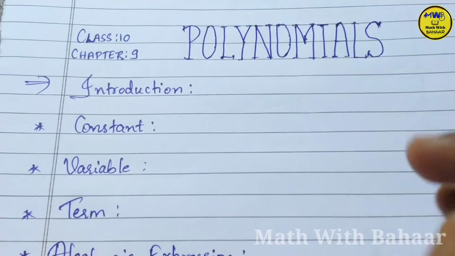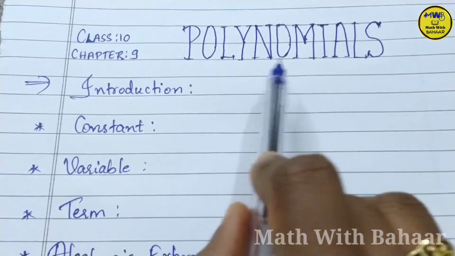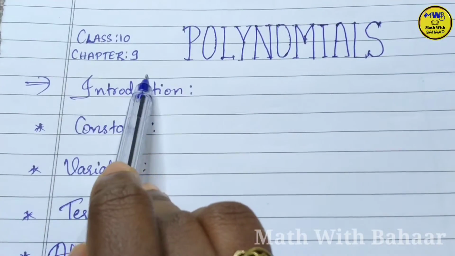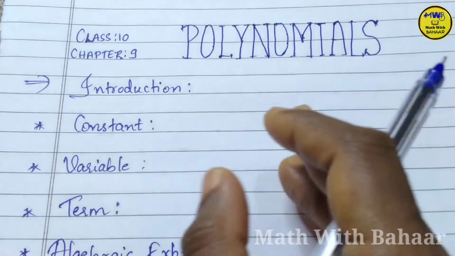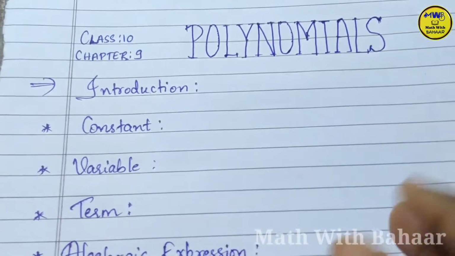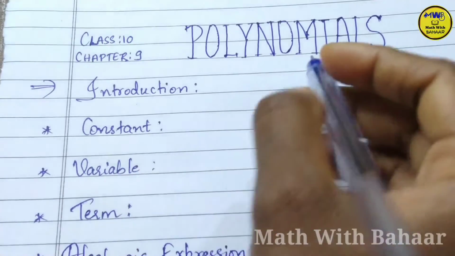Today we are going to step into a new chapter called Polynomials, from class 10, chapter number 9. Before starting a new chapter, Polynomials, let us first know the basics about it in the introduction part. So let's see what is a constant here.